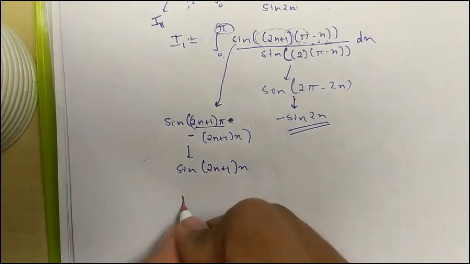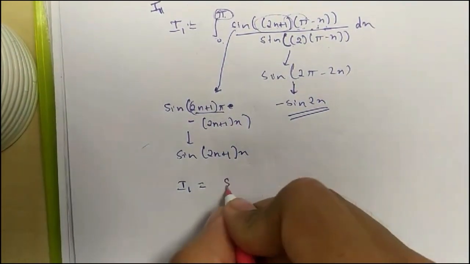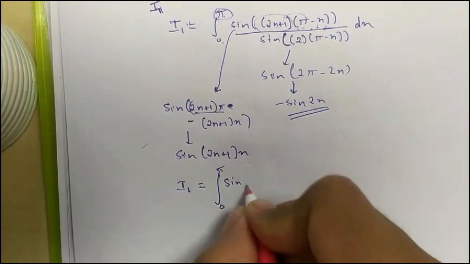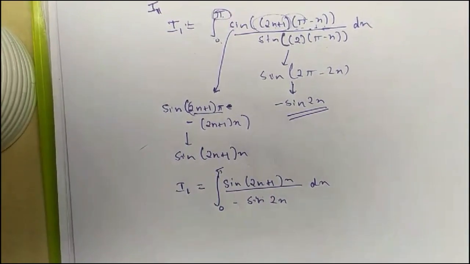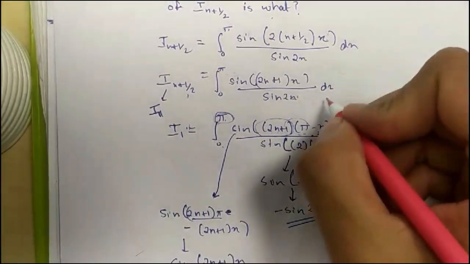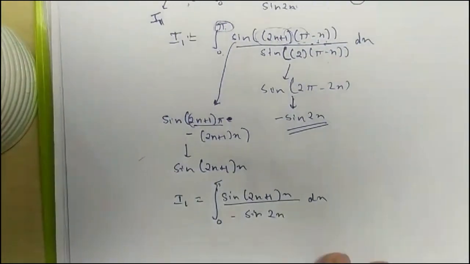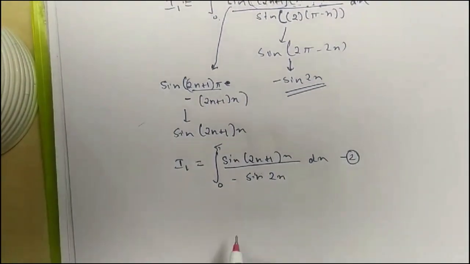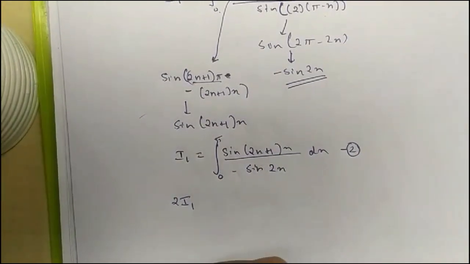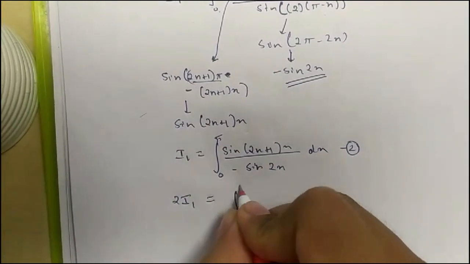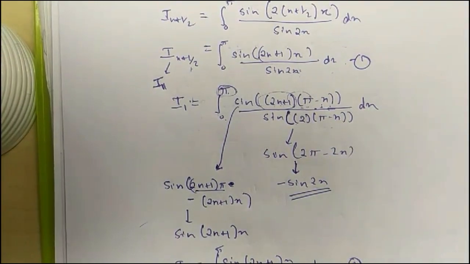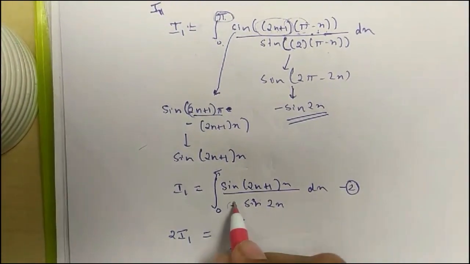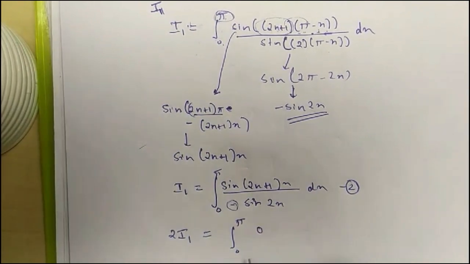So what does this I1 become? This I1 becomes basically the integral from 0 to pi of sin((2n + 1)x) divided by -sin(2x) dx, right? So if I write this I1 as equation 1 and this I1 as equation 2, and I want to add equations 1 and 2, you would get 2I1 on the LHS. But here if you observe, the numerators and denominators are basically the same thing, and these will simply cancel out because of this negative sign. You can see this negative sign would cancel it, so it would simply be 0.